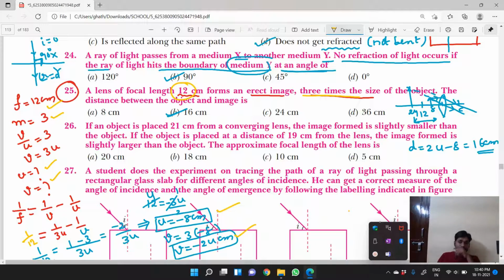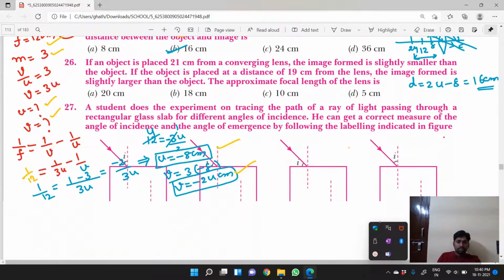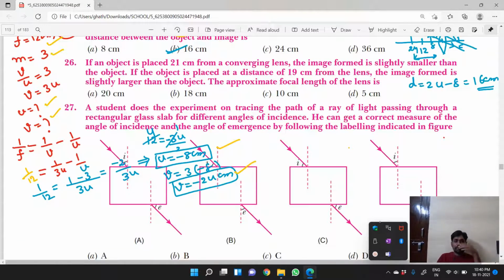Next, another question we will solve. 26th question. An object is placed 21 centimeters from a converging lens. The image formed is slightly larger than the object. Find the approximate focal length. A very tricky question.